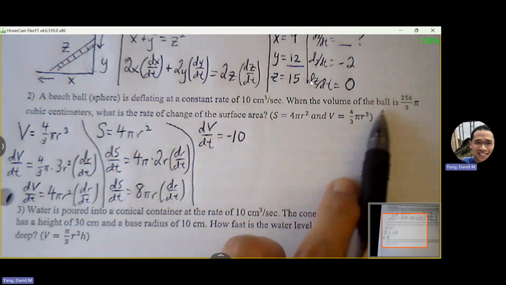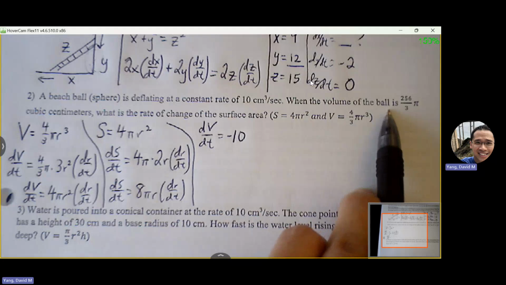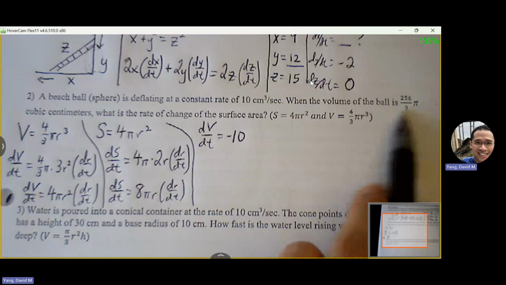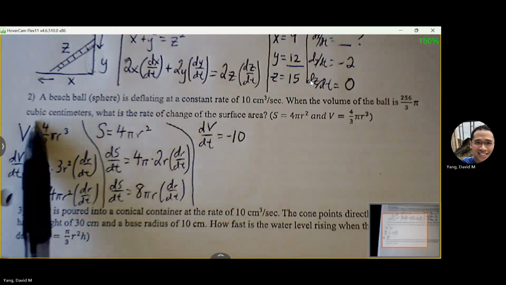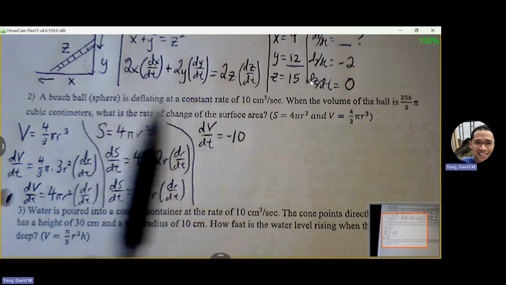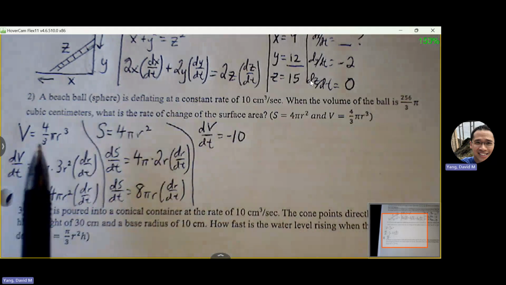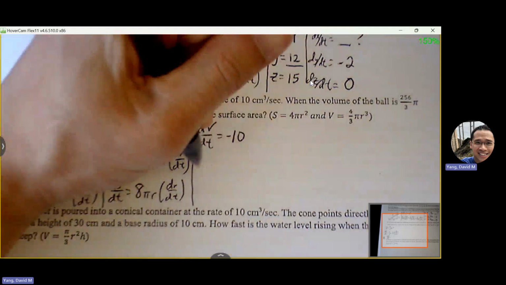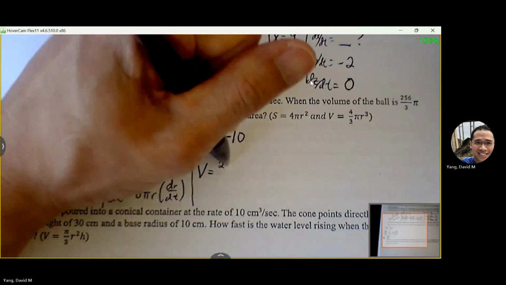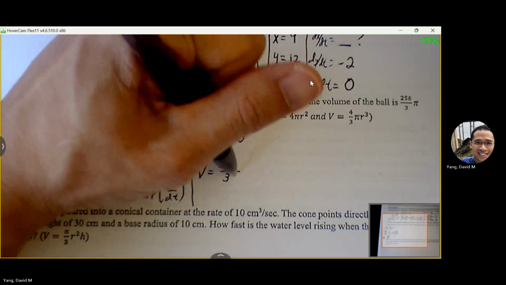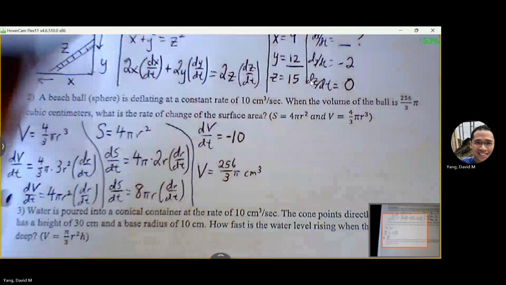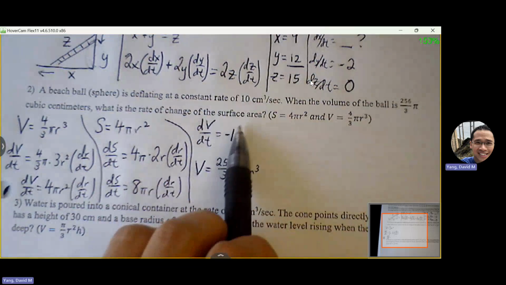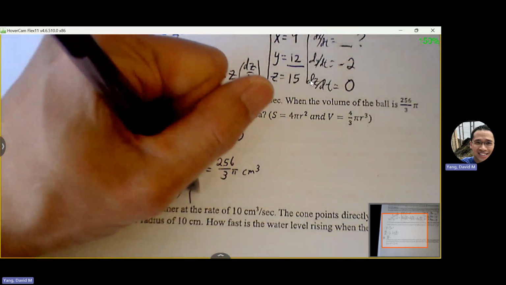When the volume of the ball is 256 over 3 pi cubic centimeters, what can we assign that to? That's just V, right? We don't have any time components, just cubic centimeters, so just V. What is the rate of change of the surface area? So we're looking for dS/dt.